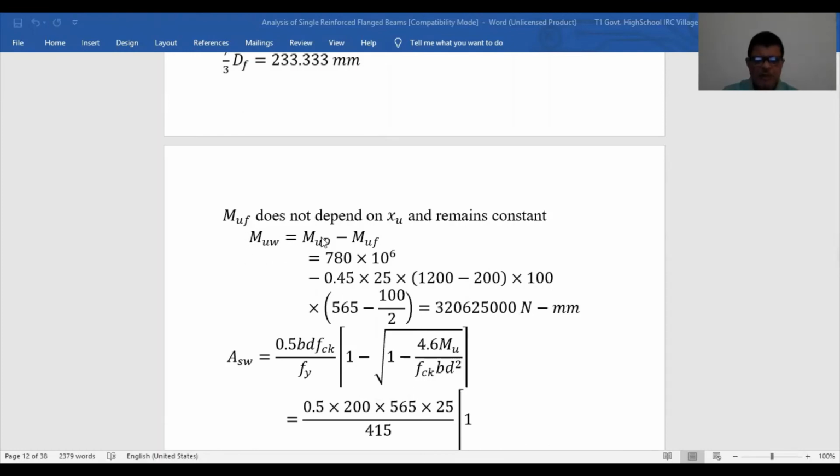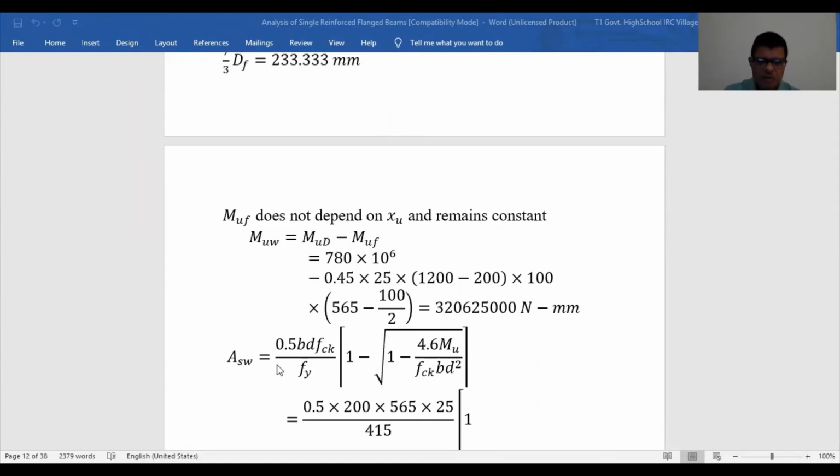MUW, that is equal to MUD minus MUF. Okay, MUF means the moment of this plane section which is remaining constant. So the wave will take the rest value. So moment has two parts. One part is due to your planes, one part is due to the beam part.